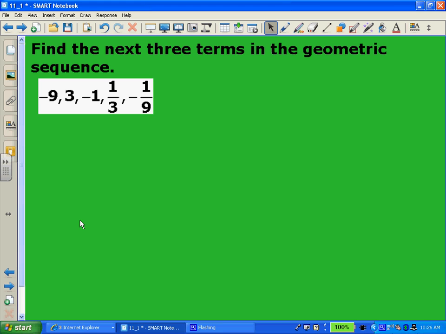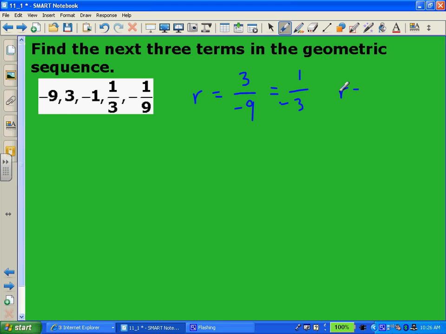Let's look at another one that's a little bit harder. Now, again, I want to find R. And remember, R is when I take any term in the sequence and I divide it by the one before it. So let's say I take 3, I got to divide that by -9. Now, a lot of you might say that that's -3. It's not. Okay? This is a fraction. I have to reduce it, and it comes out to -1/3.